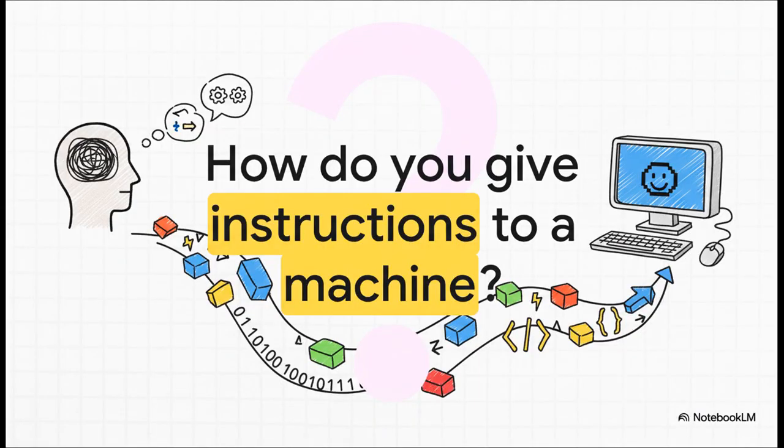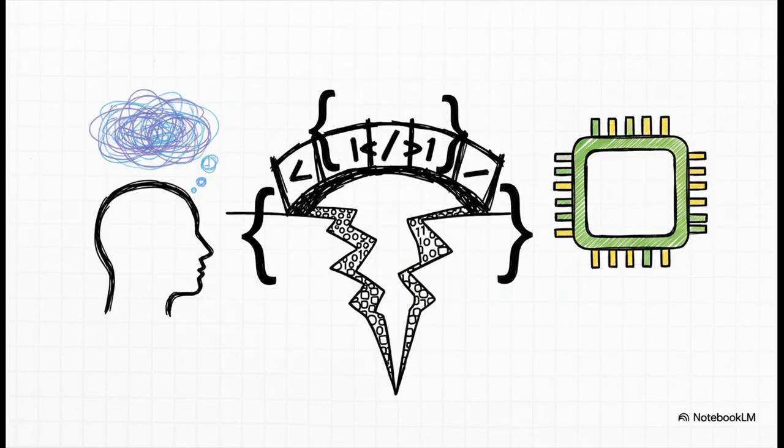Right, so that's the big question. How do you tell a machine what to do? I mean, you can't just talk to it like you would a person. At their very core, computers run on a kind of logic that is completely, totally alien to how our human brains work.